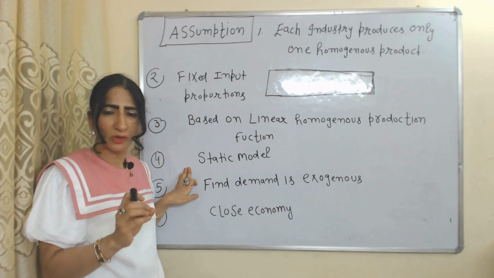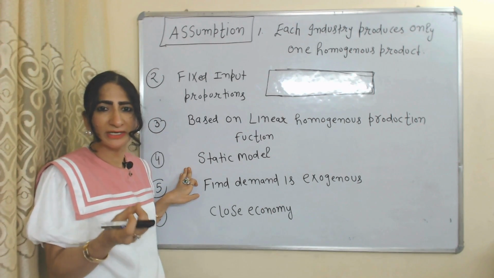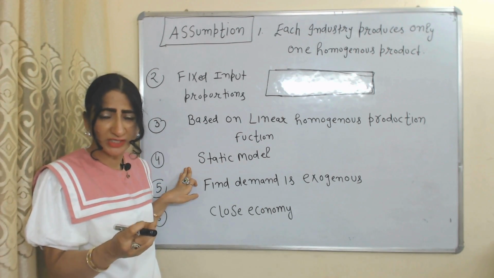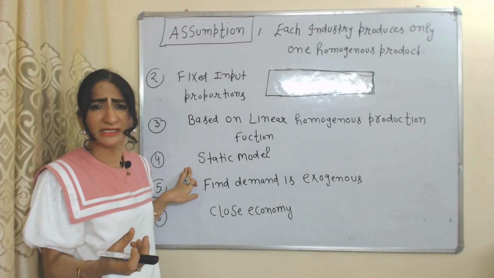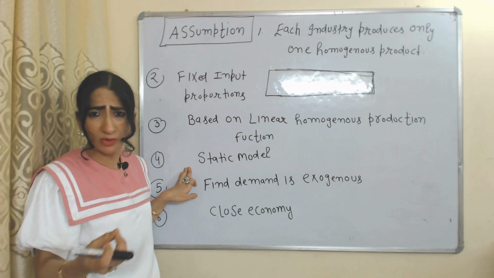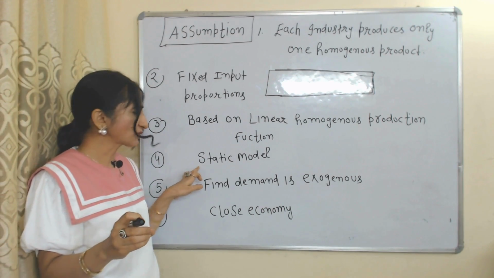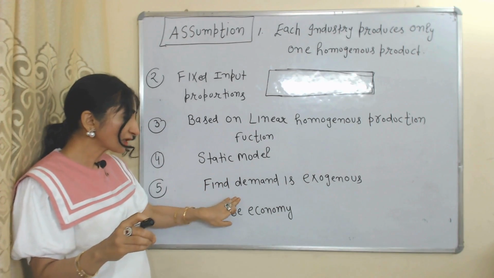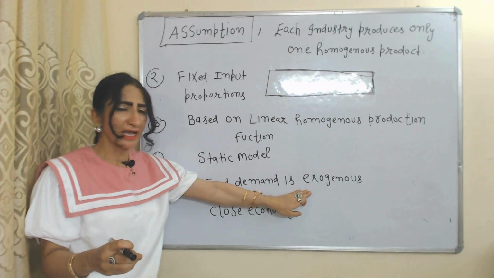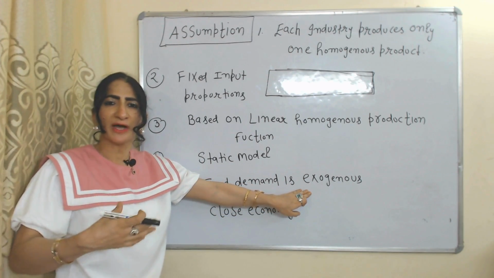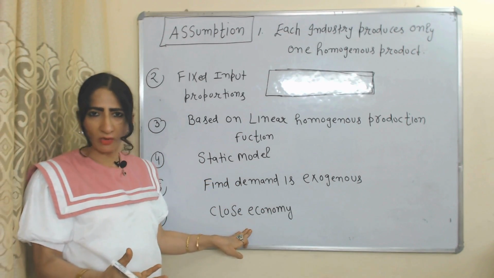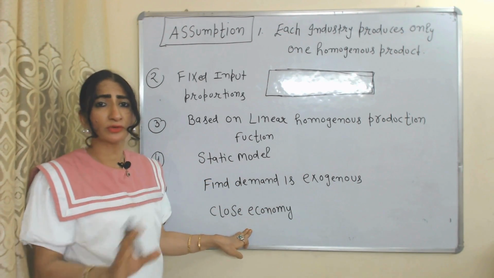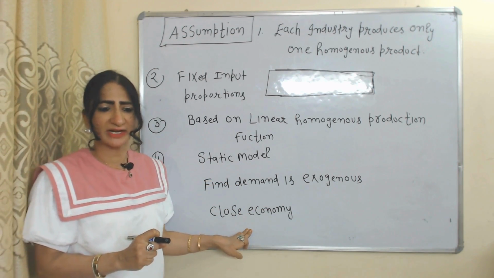Static model, because this model studies interdependence among industries at a specific time period, and this model doesn't consider changes in prices, technologies and resources. That's why this model is static. Final demand is exogenous. That means final demand is determined outside the model. Closed economy, because in this model we don't talk about international trade.